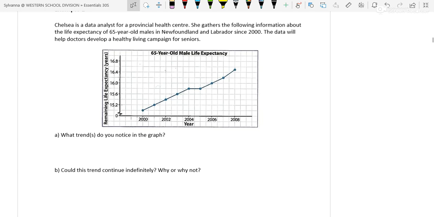Okay, well, let's take a look. The remaining life expectancy in years in 2000 was, oh, there's a jump in this graph here. This means a jump. But it's definitely a lot lower than in 2008, when the remaining life expectancy is 16.4. So what this means is that at 65, they have about 15 years left, versus 2008, they have just over 16 years left. What we do notice is that the life expectancy is increasing.